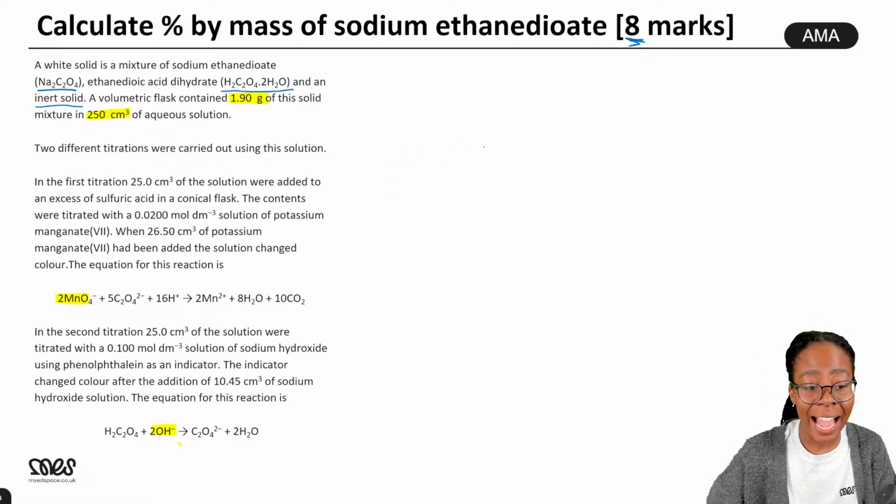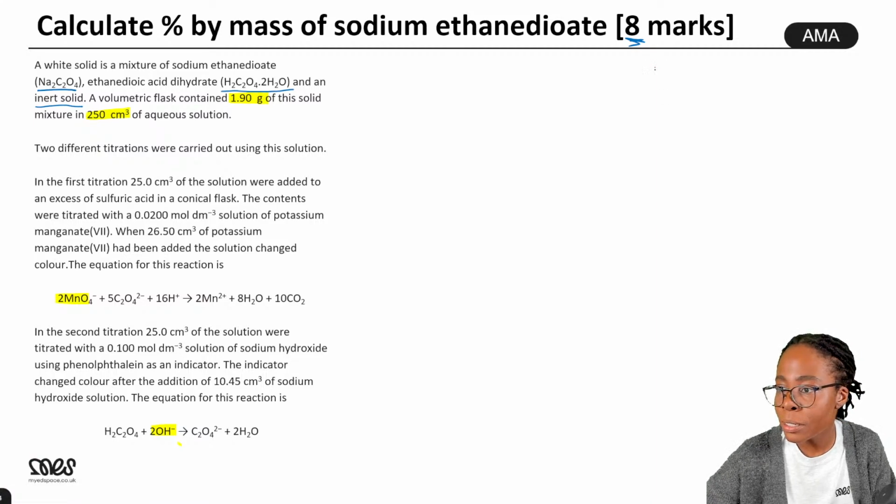Again, let's consider our plan. If we want the percentage by mass of sodium ethanedioate, what does that mean? Well, that means we want the mass of the sodium ethanedioate divided by the mass of the whole thing, which is 1.90 grams, times 100.